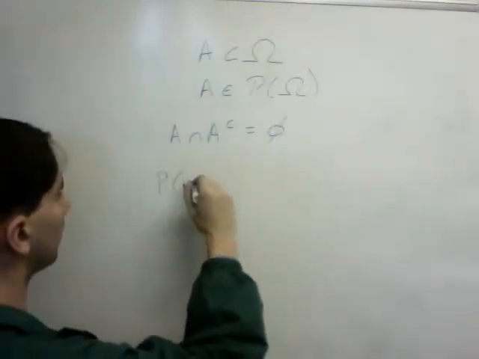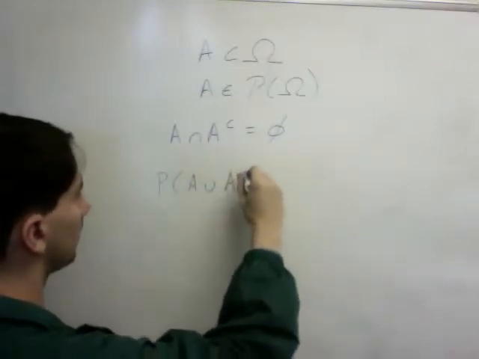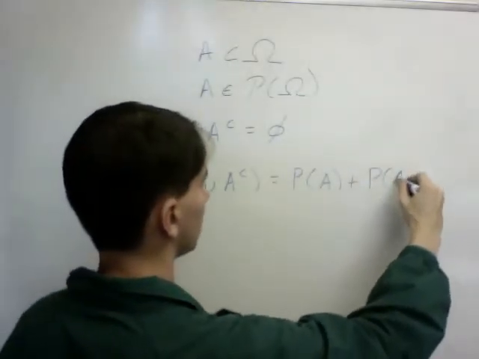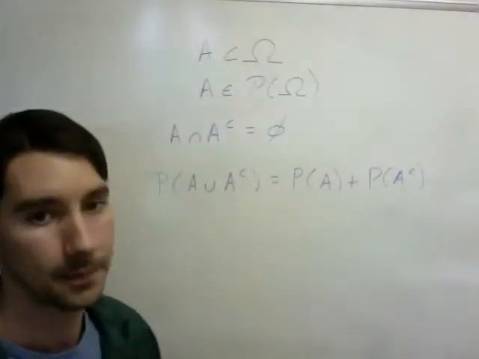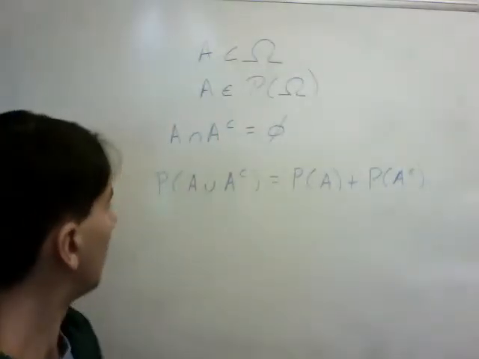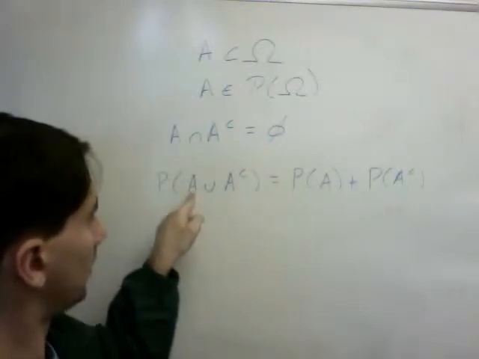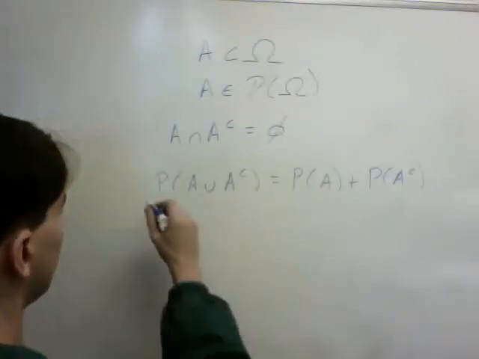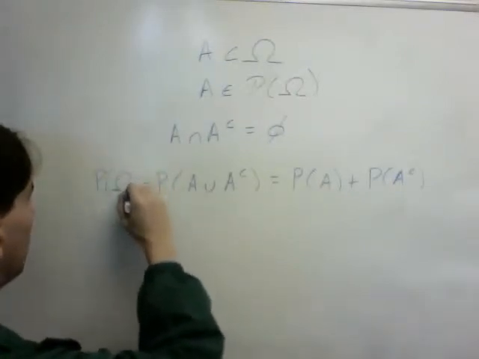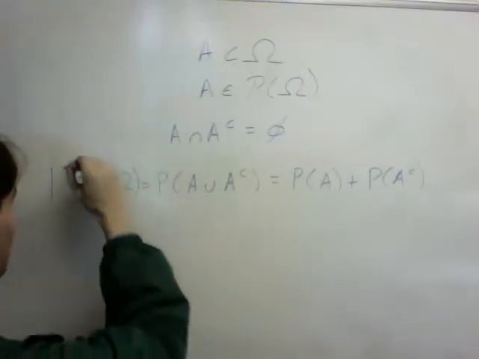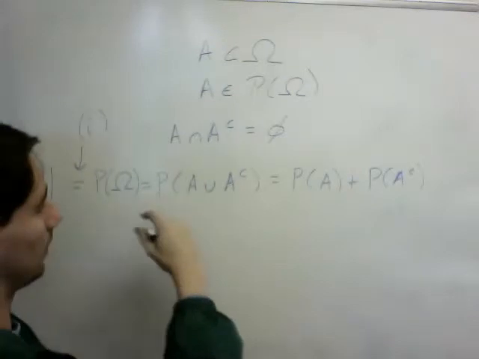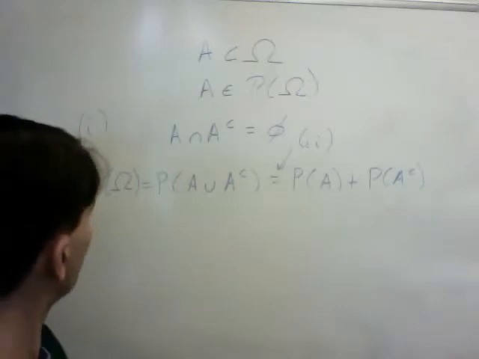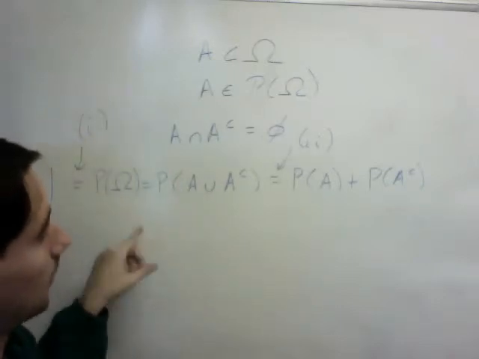Therefore, the probability of A union A complement is equal to the probability of A plus the probability of A complement. That's by the second rule of the definition of probability. However, if we say all elements that are in A or not in A, that's everything in the universe. Everything is either in A or it's not in A. And therefore, this is also the probability of omega, the entire universe, which is 1. So here, this is by the first rule, and this is by the second rule. And then this equality follows simply by set theory.